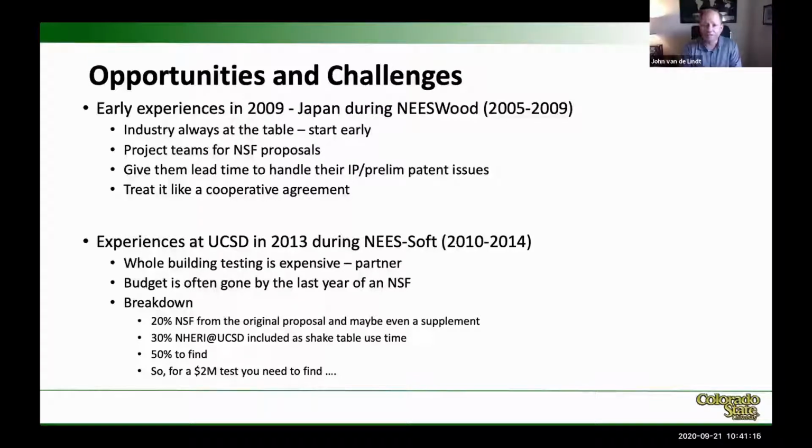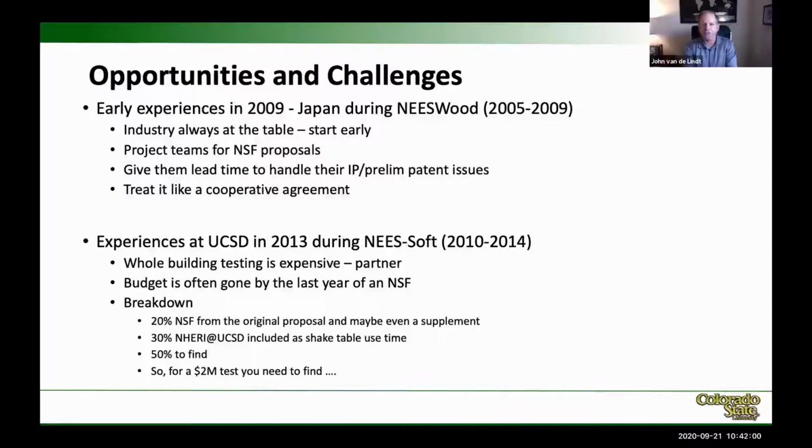And then what we've done is, whether it's formal or informal, we've always treated these things like cooperative agreements. In other words, making sure that they get something out of it. And of course, we get their expertise. Some experiences at UC San Diego in 2013 during NEES-Soft. One thing that, of course, was apparent in Japan as well, is that whole building testing is very expensive. So these partnerships are key to being able to even do it. I think Tara gave a presentation back in December, probably at the last workshop, and talked about the funding percentages. I didn't look at them, but I gave my breakdown.